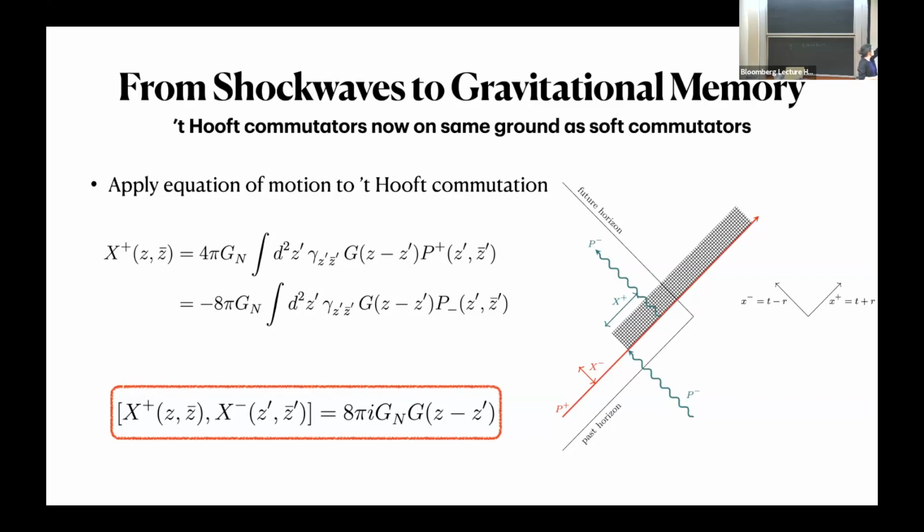And if I plug in this relation between X plus and P minus, what it gives me now is a commutation between the light ray operators, X plus and X minus, that now just depends on this Green function of the transverse Laplacian, and of course there's a G Newton sitting in there. So now what I want to do is to take this commutation relation seriously, and try to understand what I might be able to extract from it.